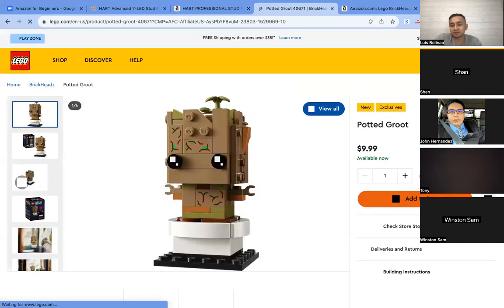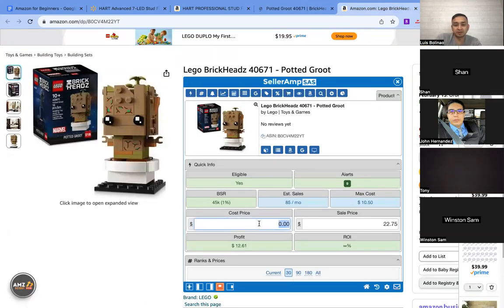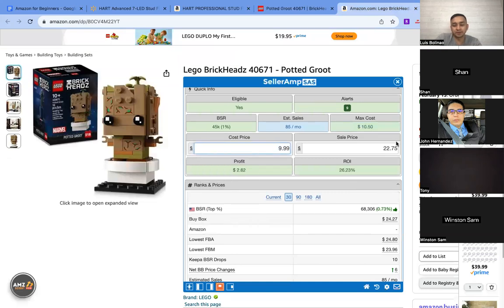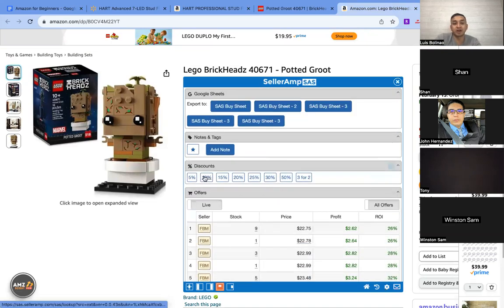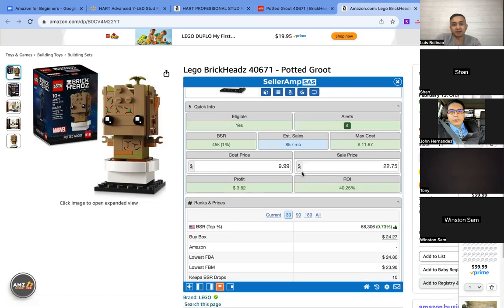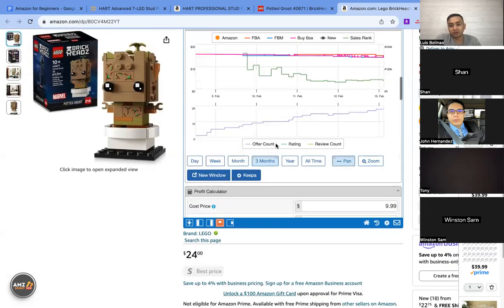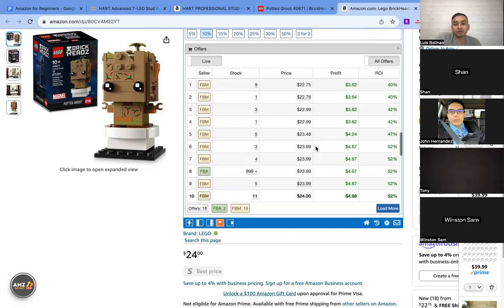And then this toy is $10, $9.99 to be exact. So we plug the cost here, $9.99. And then under discounts, we plug in 10% because we're getting 10% off from Rakuten. So now we're getting a 40% ROI on this purchase, about $3.62 profit, 85 sales a month. And then from here, we're going to look at the other sellers and see the 85 sales a month shared with these other sellers.